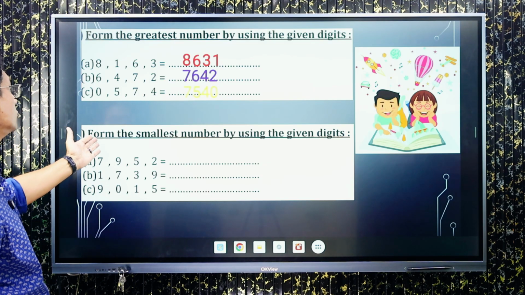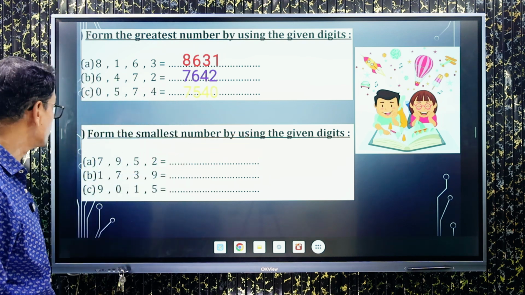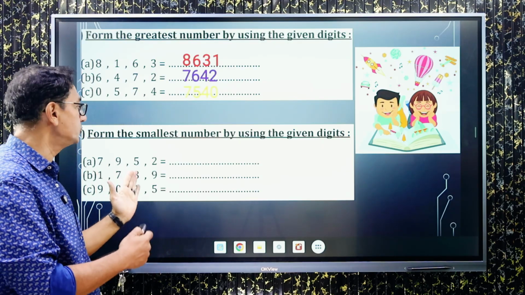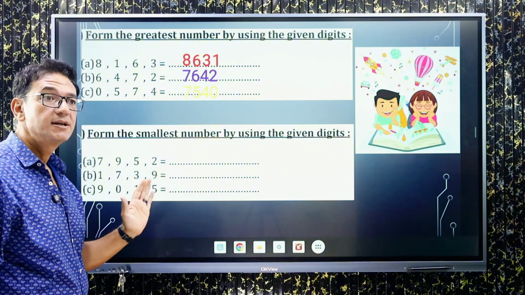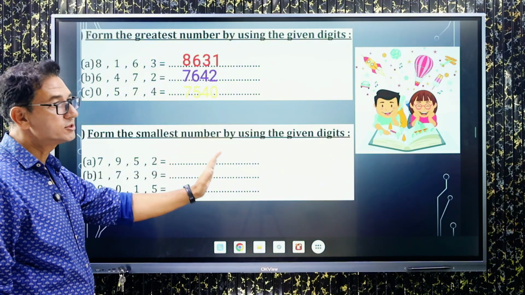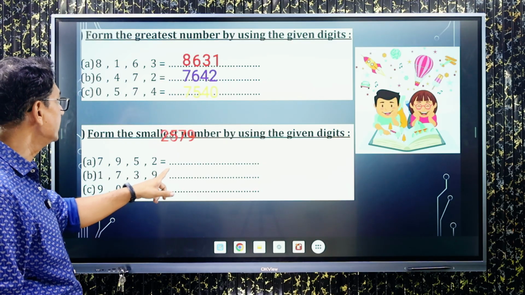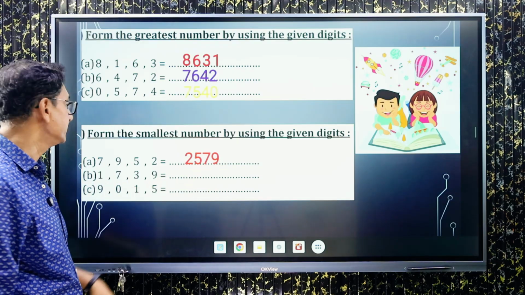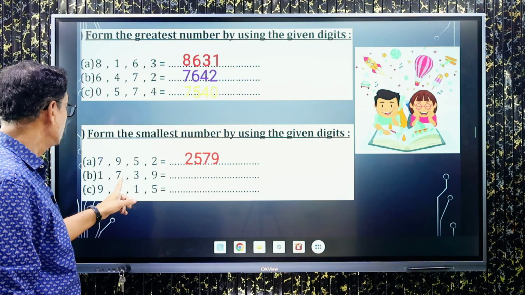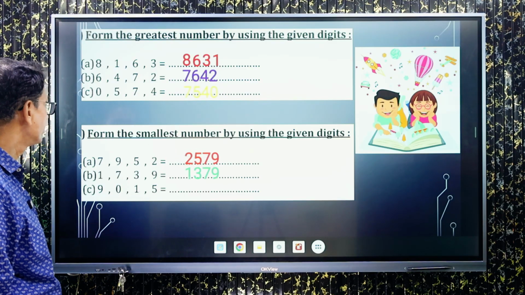What about if we want to form the smallest number by using the given digits? We will arrange the digits in an order from the smallest to the greatest, such as 2, and then 5, 7, and 9. Yes. B, 1, 3, 7, and 9.